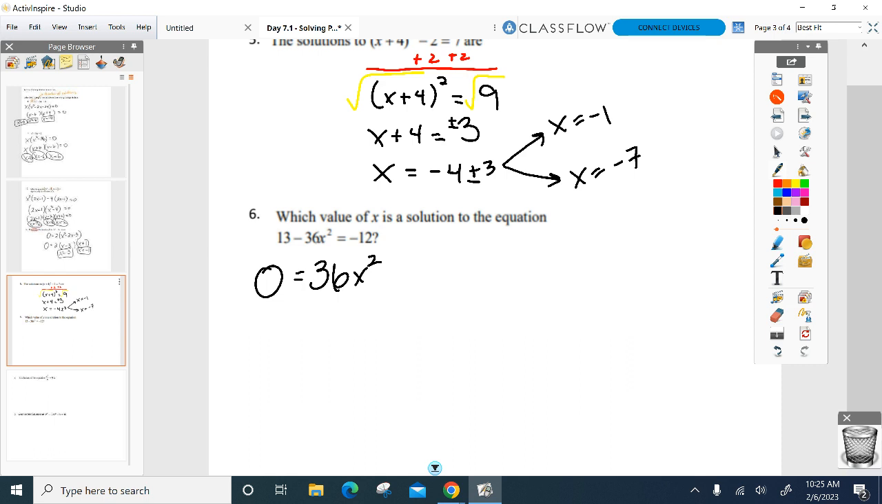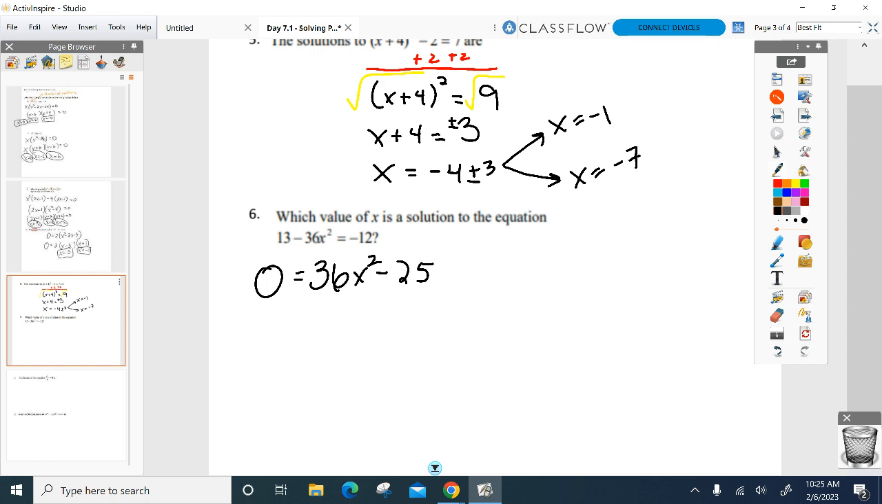And when you combine that with the negative 12, it should be minus 25. All right, no GCF there. So what's your go-to then? No GCF to take out of 36 and 25.